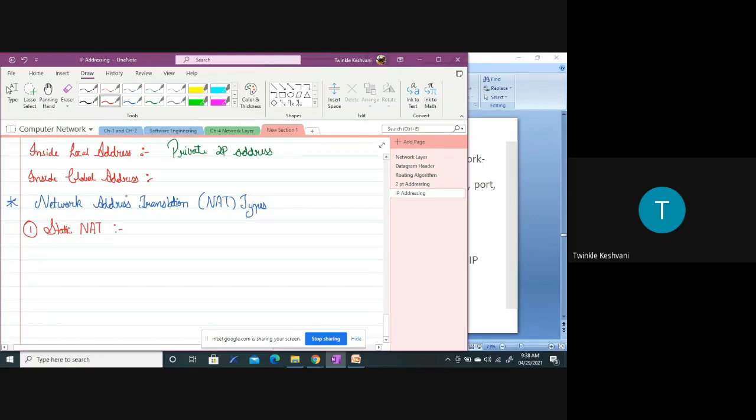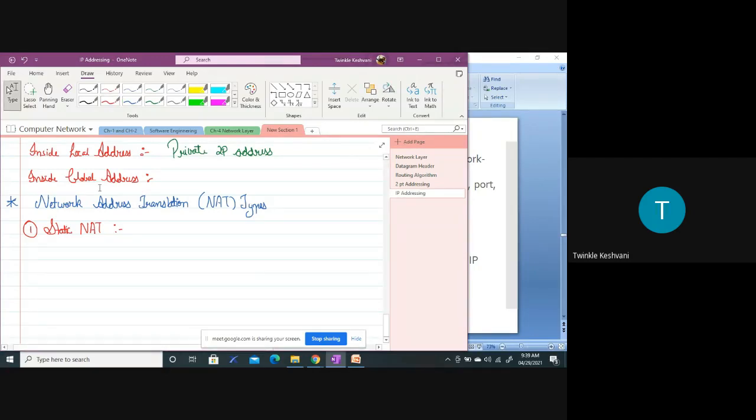The static NAT. In this, a single unregistered IP address is mapped with a legally registered IP address. Unregistered IP address means the private IP address used within an organization, that is mapped legally with the registered public IP address, that is, one-to-one mapping between the local and global address. And one thing we can say is that this is generally used for web hosting.